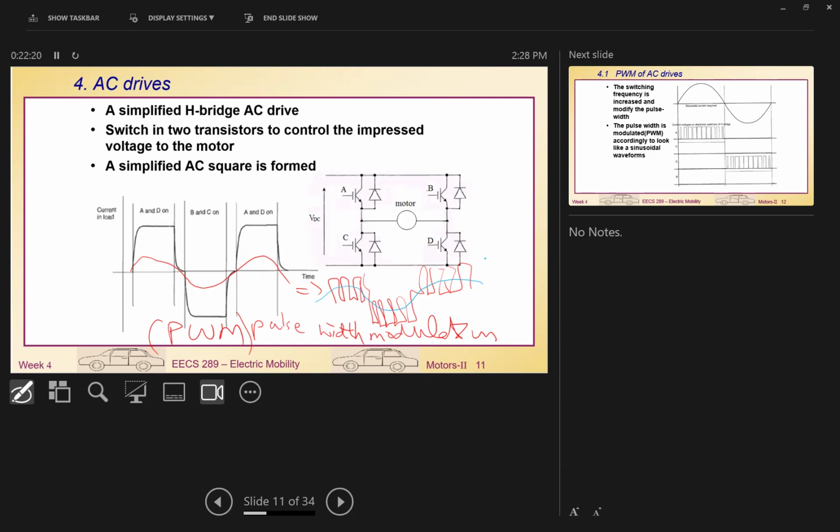And then the motor itself, it doesn't understand PWM. It only knows the average voltage. When the motor sees the average voltage look like a sine wave, it will just go for sine wave operation. This is really high frequency. So that means if we control pulse width and duration, we actually can control the amplitude of the voltage and also the frequency of the voltage.